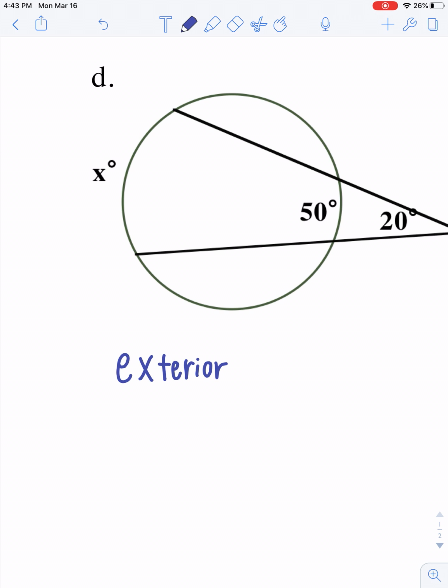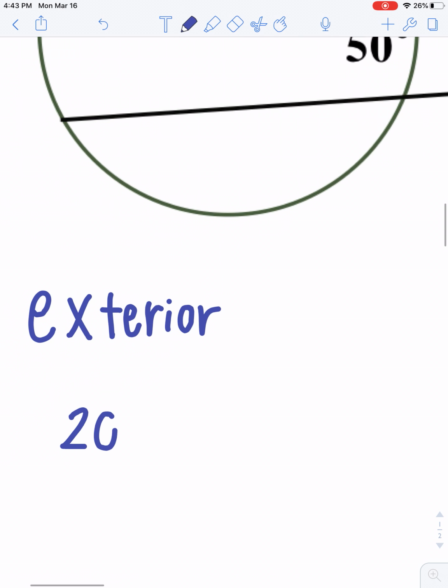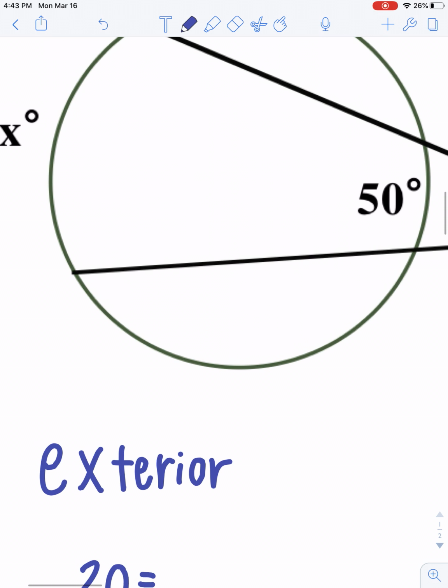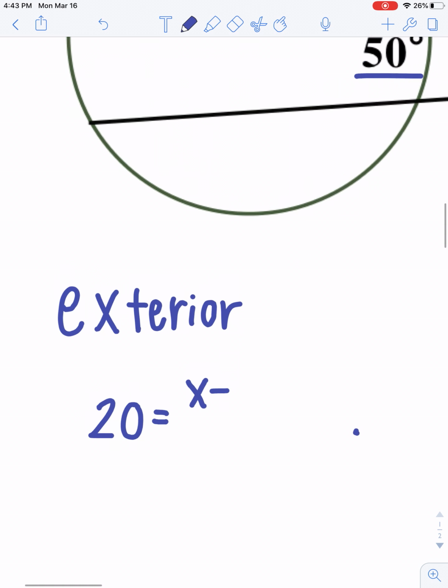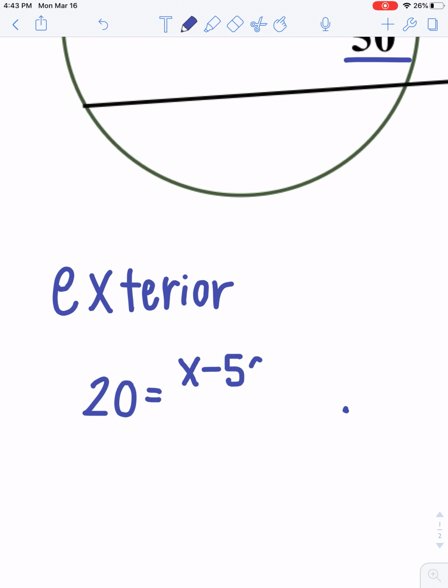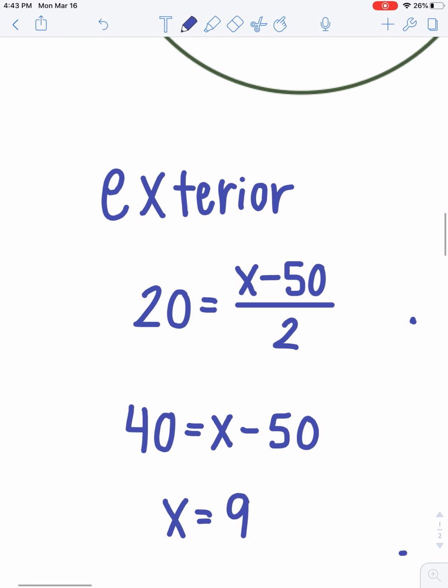So we can say that our given angle of 20 degrees is equal to the difference between our intercepted arcs divided by 2. Now I'm going to do our algebra. And we get that x equals 90 degrees.